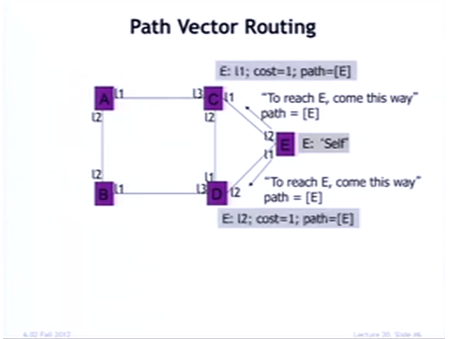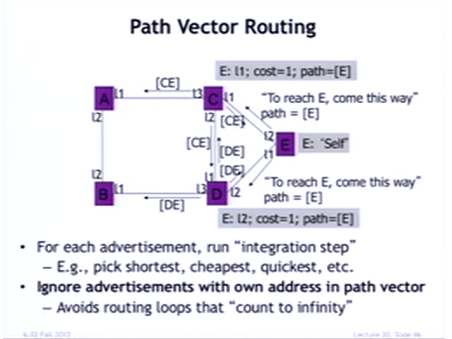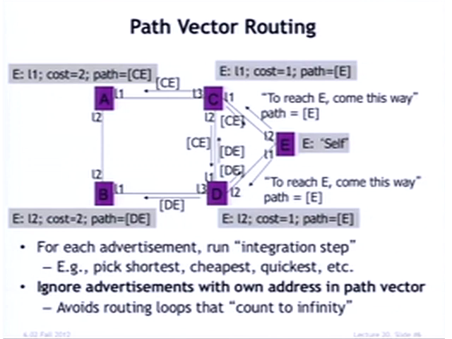And then each of these other guys, C and D, could send out their own advertisements saying the cost is 2 or whatever, the cost is 1, but they could also say that the path is DE. So D says that my path to get to E is DE in its advertisement, and B here, when it receives that, could send out its own path vector, which is the list of nodes or the list of switches that corresponds to an actual path that's advertised.